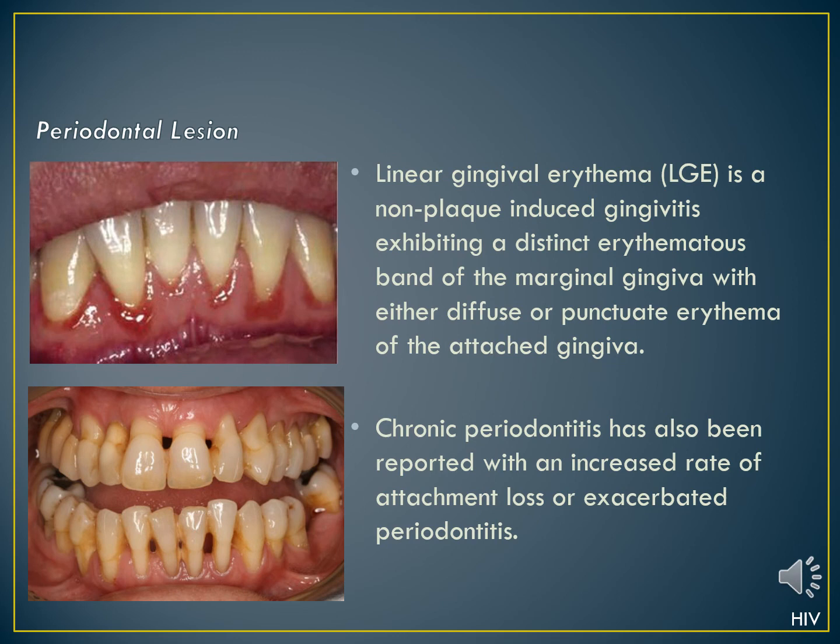Next, we move on to the periodontal lesions of HIV. So the first one is linear gingival erythema, which is also known as LGE. It's a non-plaque induced gingivitis exhibiting a distinct erythematous band of the marginal gingiva with either diffuse or punctate erythema of the attached gingiva. Next is chronic periodontitis. This is mainly common in HIV patients. So chronic periodontitis has also been reported with an increased rate of attachment loss or exacerbated periodontitis.